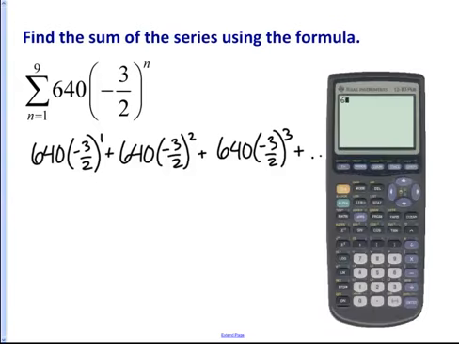And let's simplify each of these on the calculator. 640 times negative 3 over 2 to the first. And then I can hit second entry to get that back, and then just add a to the second power. I can hit second entry again, and go back and change that 2 to a 3. And I can do that again and go back and change that 3 to a 9. So I don't have to type this over and over and over. So in expanded form our series looks like this.